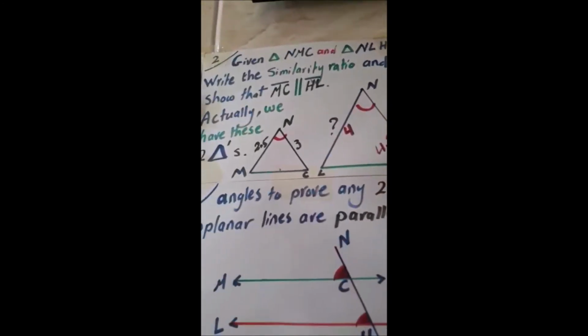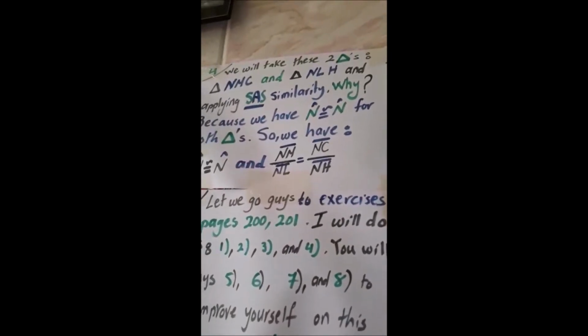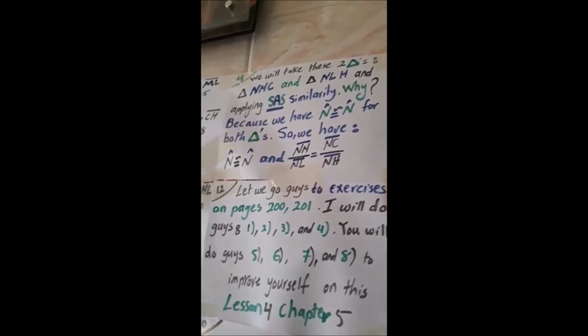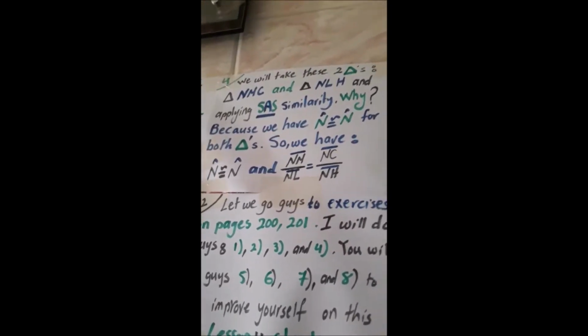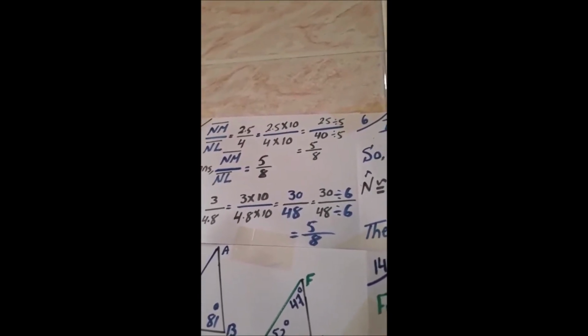As you see, guys, here we don't have any problem. We have NM and NC, and we have NL and NH. So what I will say is, for the corresponding sides, NM with NL equals NC over NH. So we are applying side angle side: angle with angle, NM with NL, NC with NH. Let me go to the details. NM over NL is 2.5 over 4. We will multiply by 10, so 2.5 times 10 and 4 times 10 gives 25 over 40. If you divide by the common factor 5, you will get 5 over 8. So NM over NL is 5 over 8.